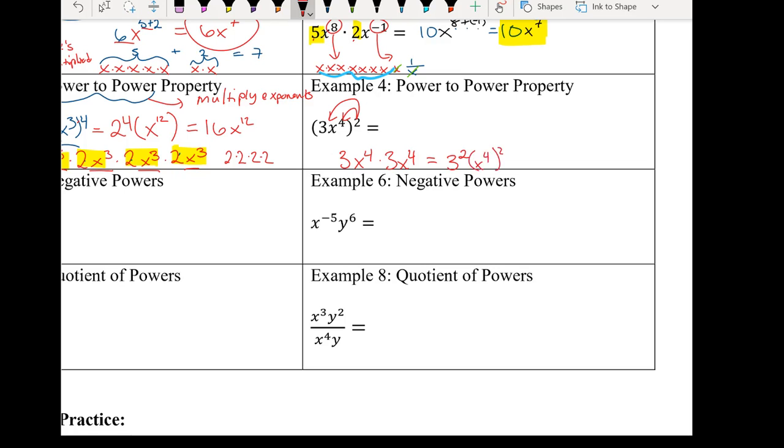squared. Let me highlight those so you can see. The 3 times 3 gives us a 3 squared, and x to the 4th times x to the 4th gives us x to the 4th squared. And that's the same as 9x to the, that's 2 groups of 4, which is 8, or 2 times 4. 4 times 2 gives us 9x to the 8th. So when we have this power to a power property, basically we're saying raise everything in the parentheses to the 2nd power, and that involves multiplying exponents. So it's going to be 9x to the 8th.